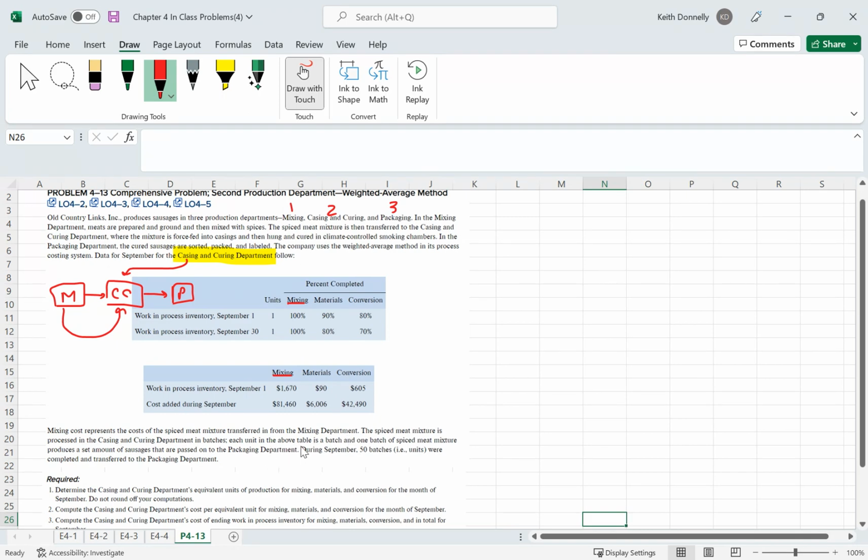So each unit in the above table, okay, so units right here when they say 1, 1, that's going to be a batch of basically the spiced meat mixture, and it produces a set amount of sausages that are passed on to the packaging department. Okay, during September, 50 batches or units were completed and transferred to the packaging department. So during September, I don't want to draw right there because we're going to use this information. Just be aware we sent 50 batches over there.